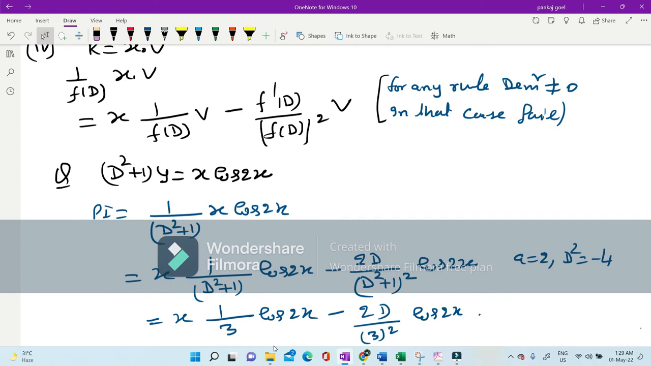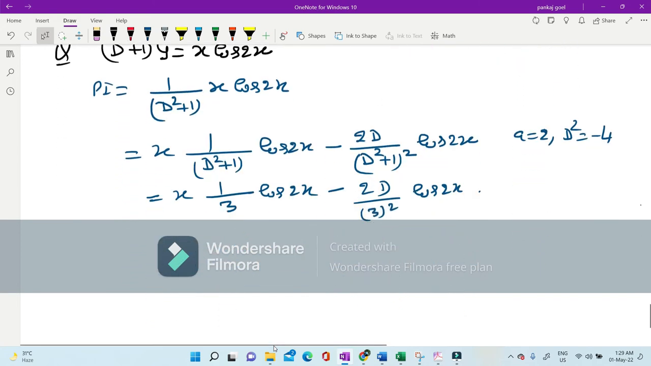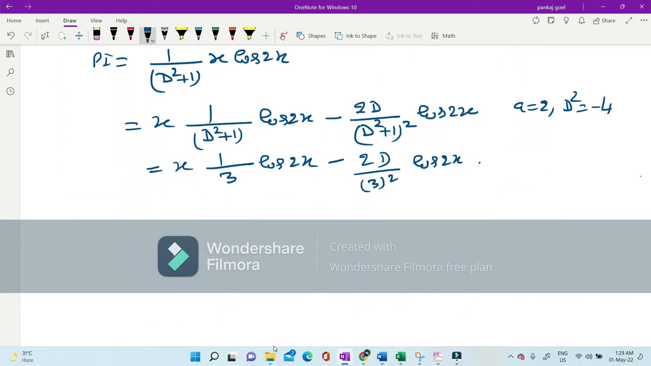Now D means differentiation. So we differentiate. We will get x upon 3 cosine of 2x minus 2/9, the differential of cos 2x will be minus 2 sin of 2x. And finally you can write CF plus PI. This is the rule number 4.